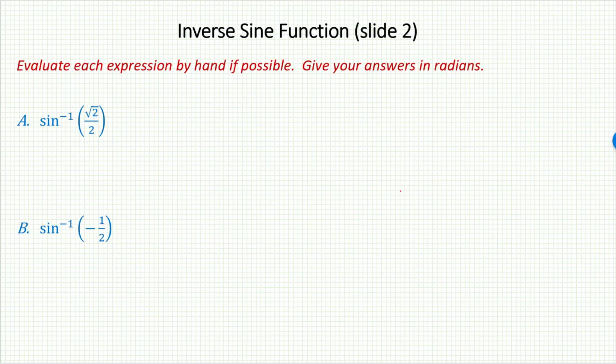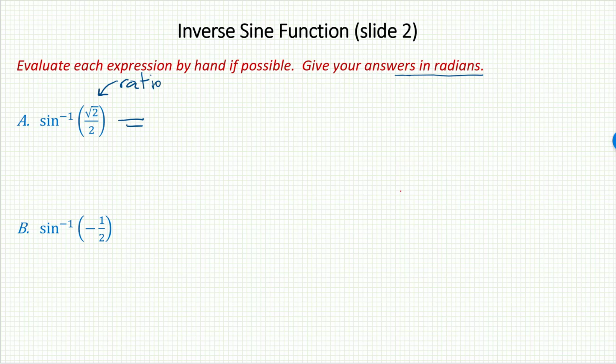Okay, let's look at some examples. We want to evaluate each of these expressions by hand, if at all possible. We want to give answers in radians. The first one says sine inverse of root 2 over 2. Remember, what goes in to the sine inverse function is a ratio. That root 2 over 2 is a ratio. What's going to come out? What am I going to put over here? I'm going to put an angle.